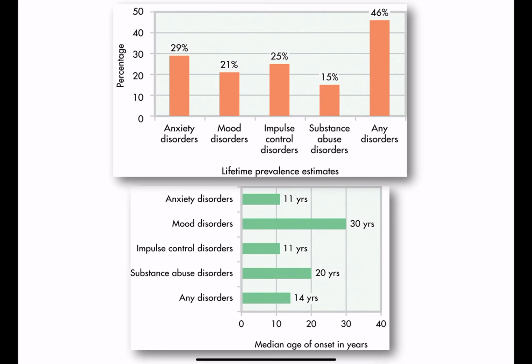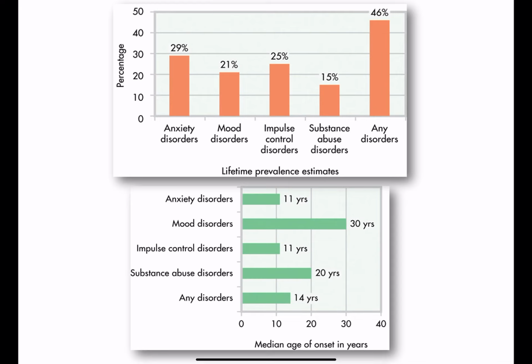So it's important to remember that disorders are very common. If you haven't personally experienced a psychological disorder, someone you know has. By some estimates, 1 in 4 Americans have a mental illness. You can see the top figure is the lifetime prevalence of anxiety disorders, mood disorders, impulse control, and substance abuse disorders. Down below you have the age of onset. Some of these disorders start in early adolescence. Others are more likely to start later on.